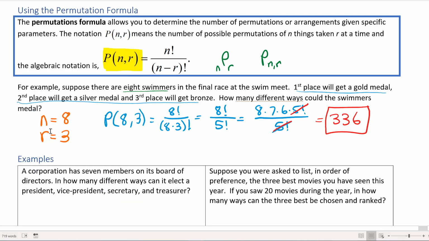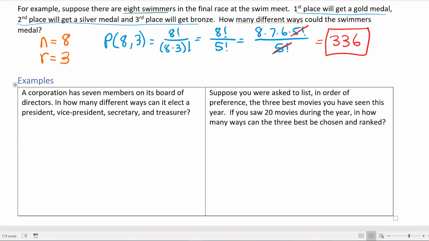Our next example, we have a corporation that has 7 different members on its board of directors. How many different ways can it elect a president, a vice president, a secretary, and a treasurer? Because each of these positions is different, this means that order matters. So if the first person we pick is president and the second person we pick is vice president, and so on and so forth, order matters. So we have n equaling 7 different members on the board. r is 4 different positions: president, vice president, secretary, and treasurer.